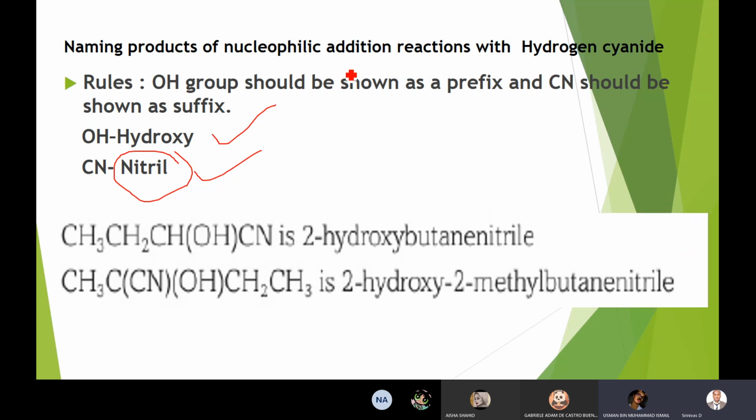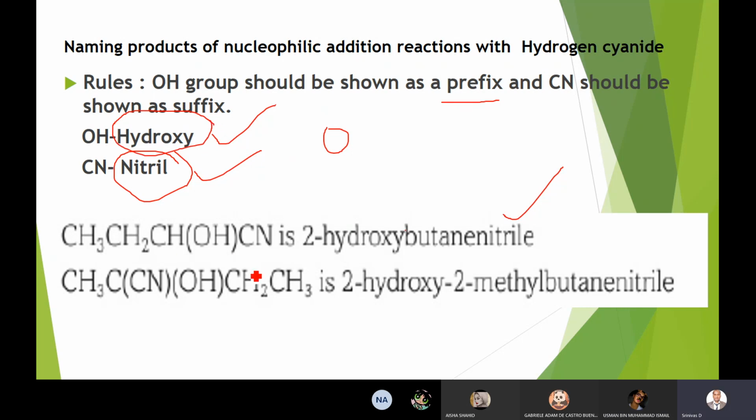Naming products of nucleophilic addition reactions with hydrogen cyanide: rules. The OH group should be shown as a prefix, and CN should be shown as a suffix. Means the name of the compound should end with CN, but if a CN group is present in a hydrocarbon, it is a nitrile. This OH will become a prefix, but as a prefix you cannot say alcohol. So when the alcohol group is acting as a prefix, the name is replaced, OL replaced by hydroxy.